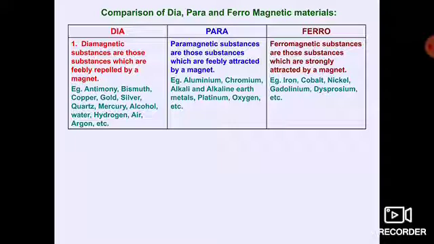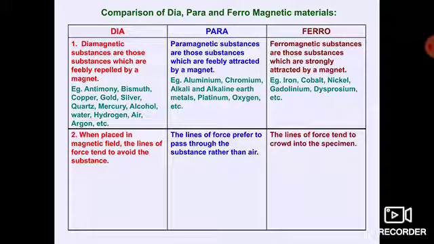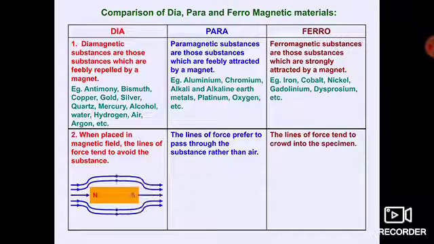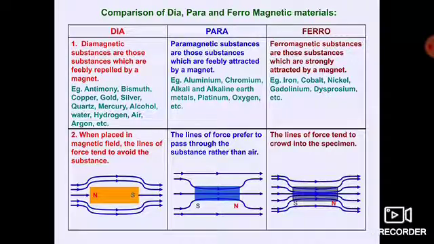gadolinium, dysprosium, etc. Now in dia, when placed in a magnetic field, the lines of force tend to avoid the substance. In para, the lines of force prefer to pass through the substance rather than air. The lines of force tend to crowd into the specimen. As you can see, in dia no lines of force are passing through it. In para, few are going out and most of them are passing through. Whereas in ferro, all will pass, the maximum, and will be crowded enough. Clear?